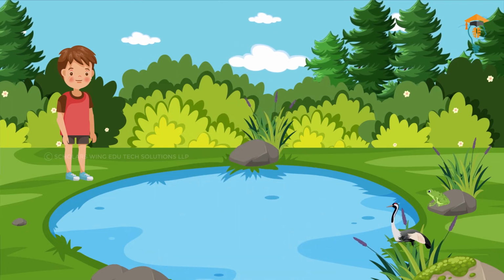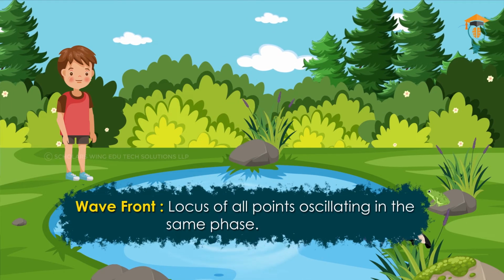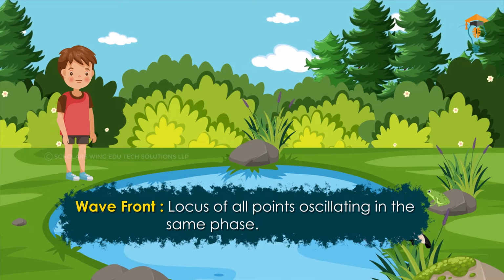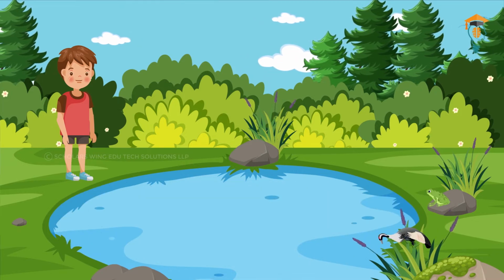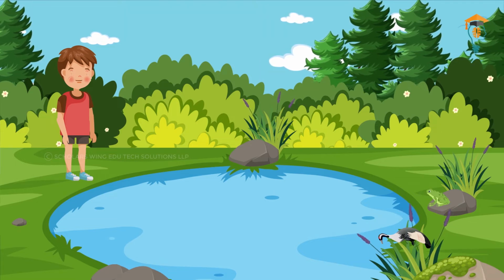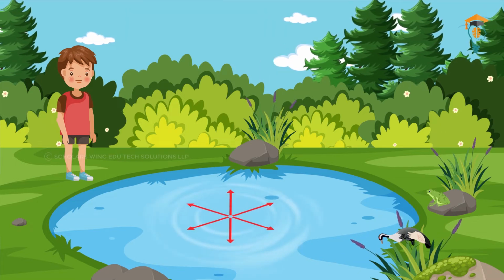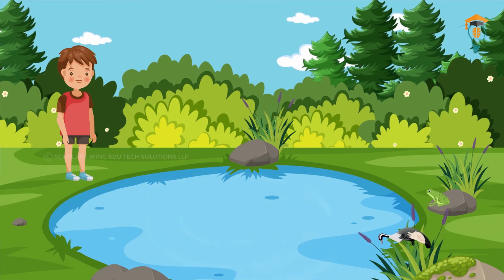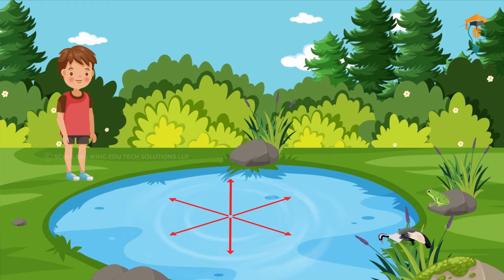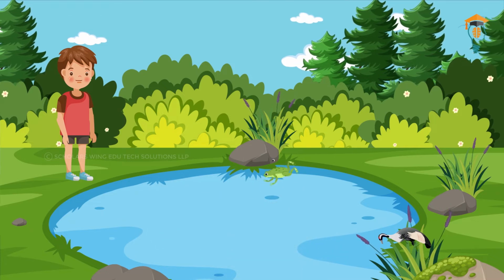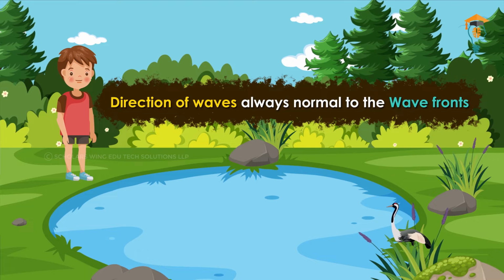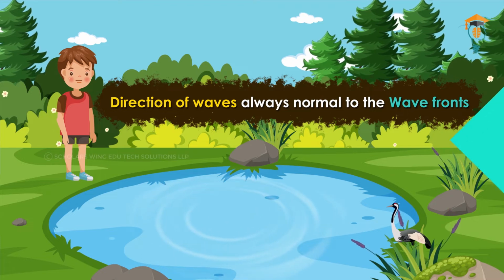And this is what we call a wavefront, the locus of all the points that are oscillating in the same phase. There is one very interesting and very important property of wavefronts which we can observe here. The direction of waves was radial, and we know that for a circle, the radius is always normal to it. Thus, we can conclude that the direction of propagation of wave is always normal to the wavefronts.